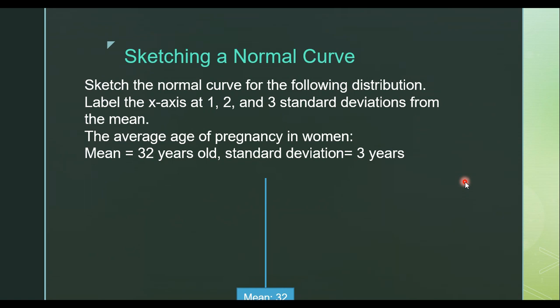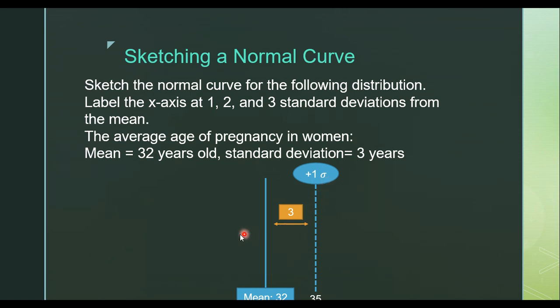Okay, and then the next thing we needed to determine was the standard deviation. Luckily, in this case, the standard deviation was given to us of 3 years. So I'm going to mark out a little bit of spacing for 3 years, draw a second vertical line. 32 plus 3 is 35, so that's my label here. And this is 1 standard deviation, plus 1 sigma. Remember, sigma stands for standard deviation.